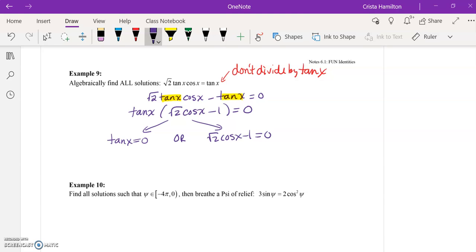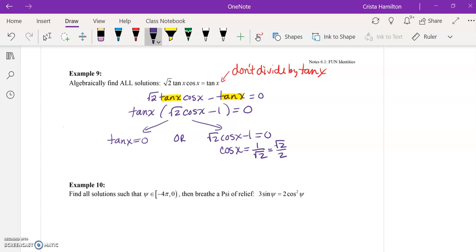Now the second one is a little bit of algebra, so let's go ahead and do it. I'm going to add 1 and divide by square root of 2. And I'm going to recognize that that number is the same as square root of 2 over 2. All right, so now we're going to go into our 0 to 2 pi solutions first. I always start that way, and then I expand into what they'd ask me to do.